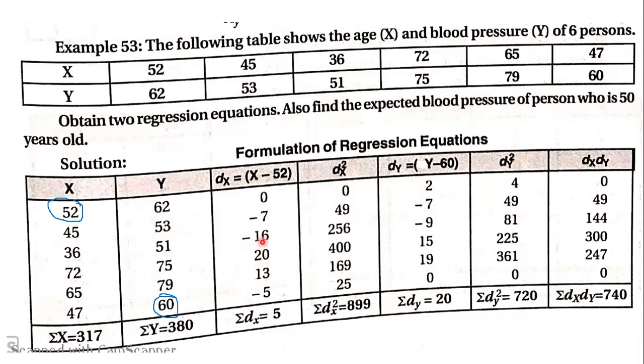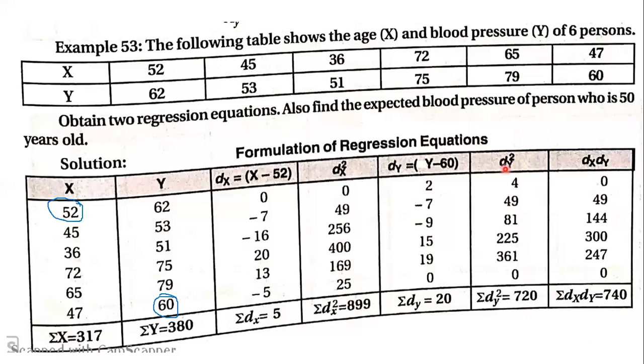16 into 16 is 256. 20 into 20 is 400. 13 into 13 is 169. 5 5s are 25. So we got dx square. This is deviation from the assumed mean and we have squared it. So the total of that will be 899.